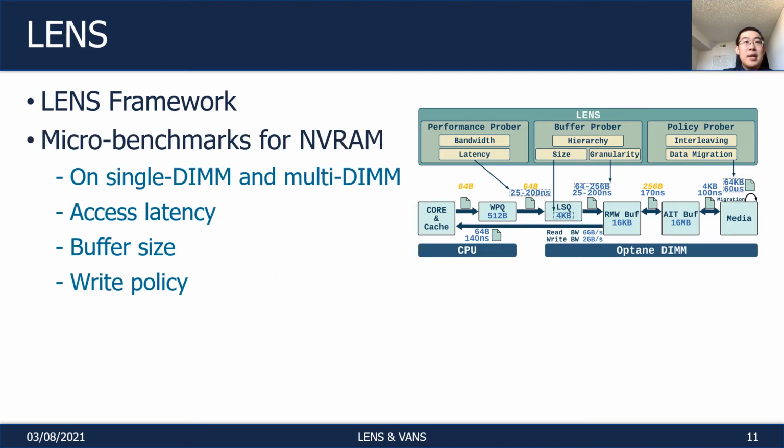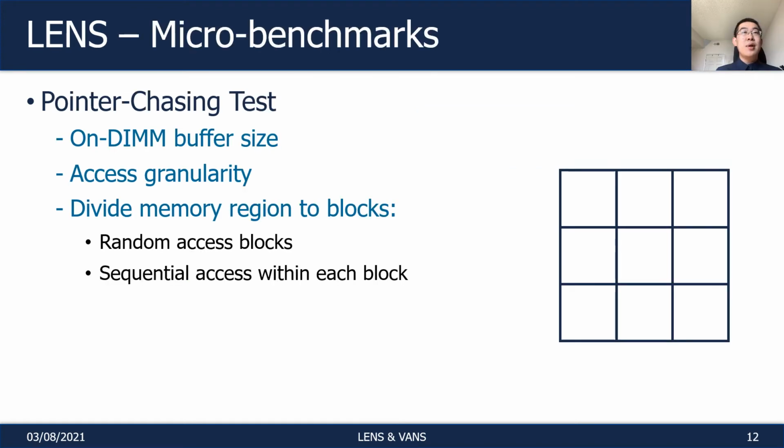Let's run micro-benchmarks on non-volatile memory using single DIMM and multi-DIMM settings. These micro-benchmarks discover the access latency, buffer size, write policy, and many other architecture level details. Let's first use a pointer chasing test to detect the on-DIMM buffer sizes and their access granularities.